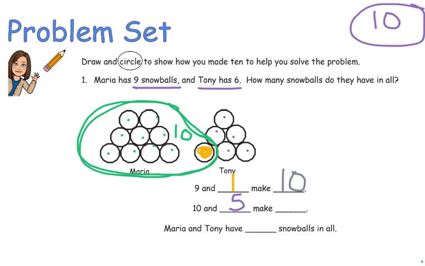So when we have 10 and 5, let's see how many that makes. 10, 11, 12, 13, 14, 15. So our answer is 15.